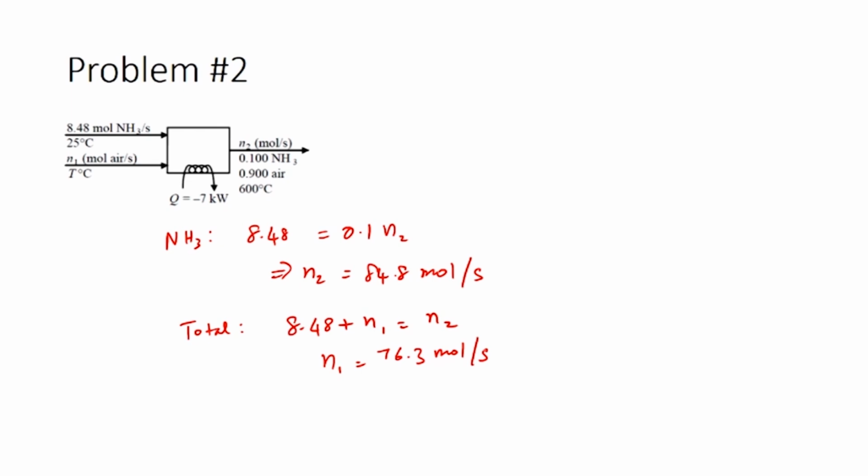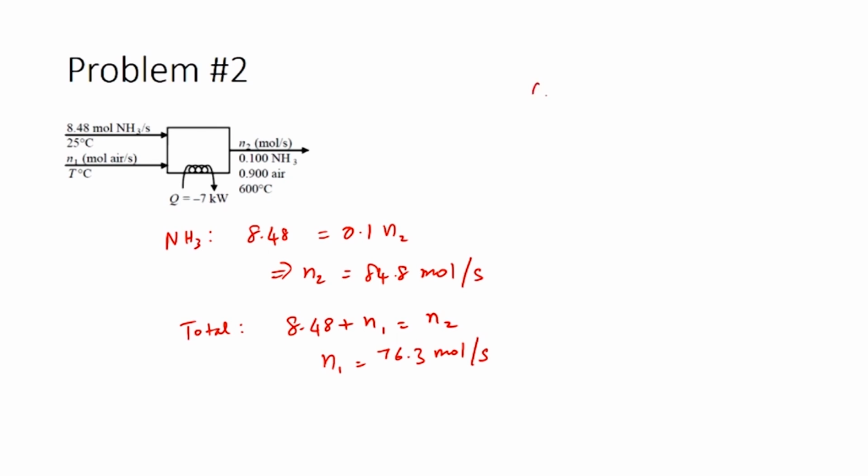So, now we have the molar flow rates of ammonia and air and the mixture which is leaving the system. We now have to calculate the temperature at which air is being fed to the system. For this, we need to perform energy balance calculations. First thing we need to do is to identify whether this is an open system or a closed system. As we have air and ammonia flowing in and out of the system, this is an open system.